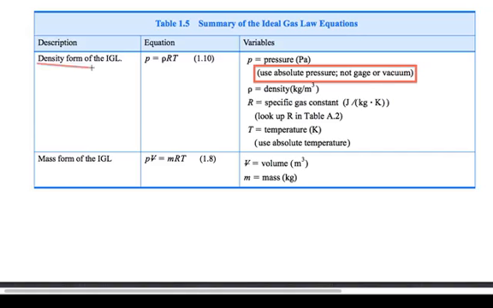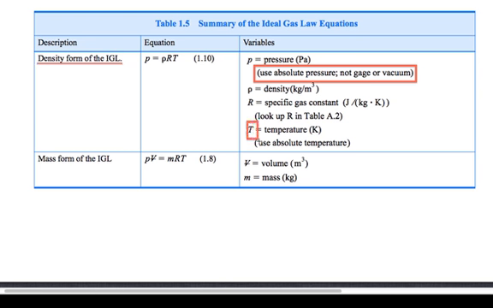When you use the density form of the ideal gas law, there's a couple things that are really important. On the pressure value, use absolute pressure, not gauge or vacuum pressure. Absolute pressure is pressure measured from absolute zero. Most pressure values, for example the pressure in a tire, are gauge pressure values, and you have to adjust them by adding atmospheric pressure.